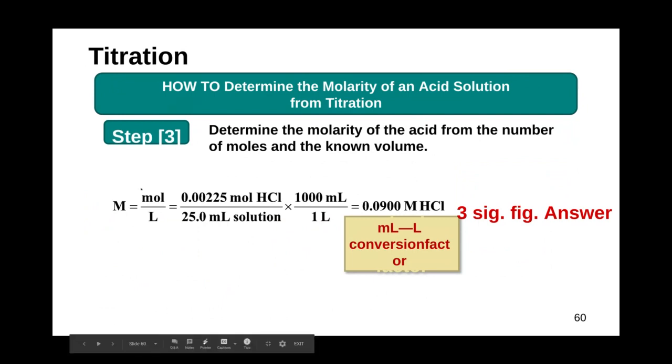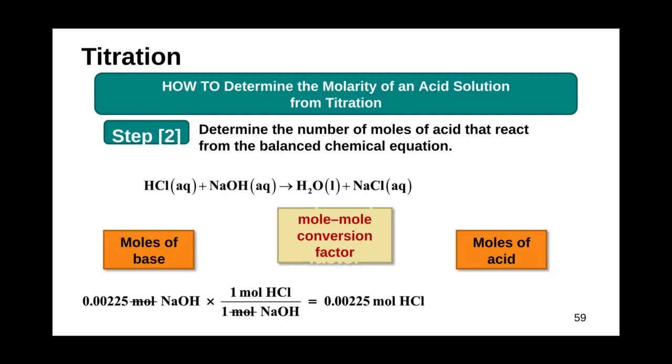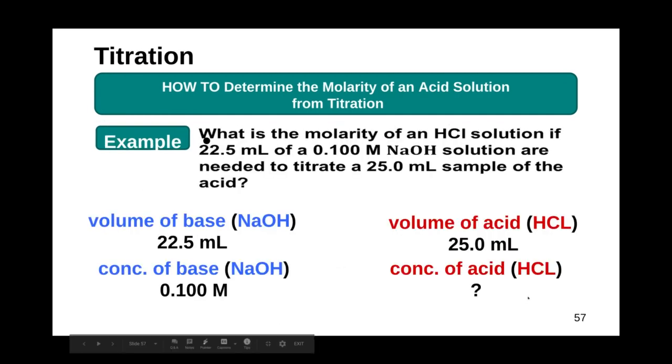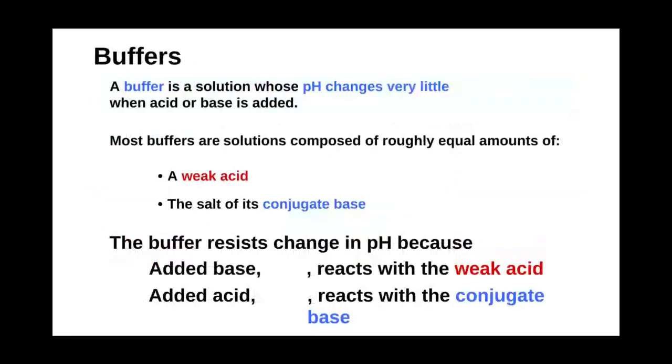Well, remember, molarity is moles divided by liter. So we just add what we know. We calculated the moles of hydrochloric acid. We know the volume of hydrochloric acid. This is in milliliters, so we have to add a conversion factor here. And we ultimately get 0.09 molar concentration of hydrochloric acid. So again, conceptually, we started with this, we're finishing with this. Just a couple quick conversions to get what we need from titration data.